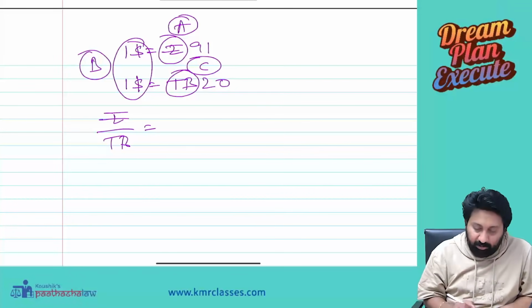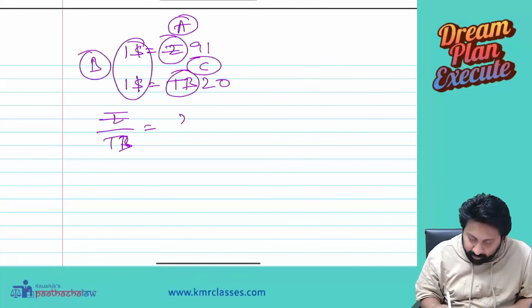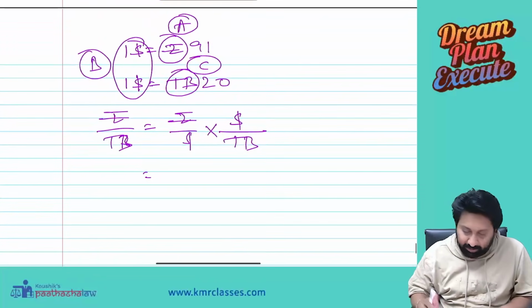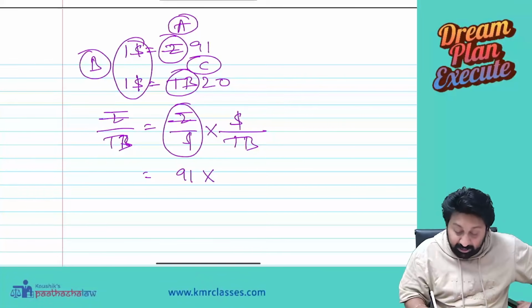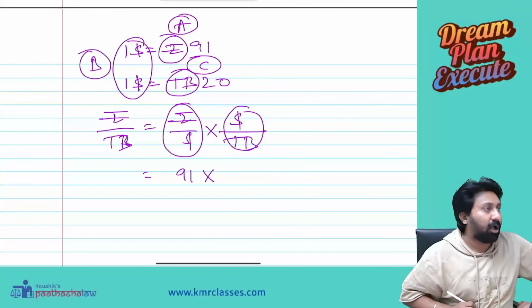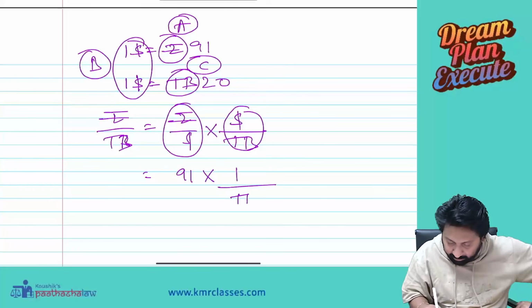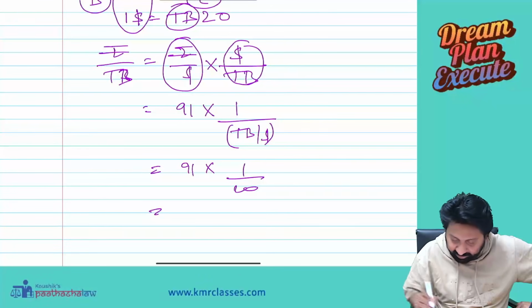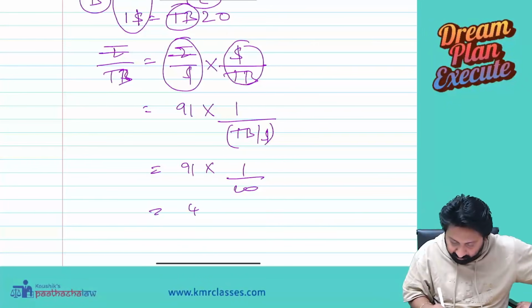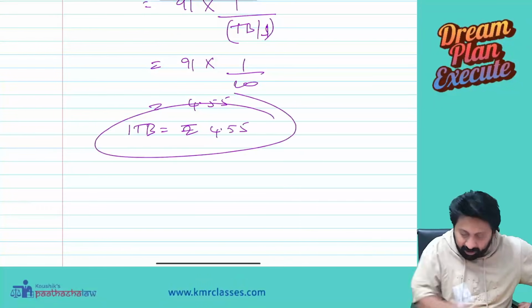Rupee by Thai baht is the number of units of home currency for 1 unit of foreign currency. Rupee by Thai baht equals rupee by dollar into dollar by Thai baht. Rupee by dollar is 91, into dollar by Thai baht. But the given quotation is Thai baht by dollar, so I can write it as 1 by Thai baht by dollar, which becomes 91 into 1 by 20. 91 divided by 20 is 4.55. This will be the quotation: 1 Thai baht equals rupees 4.55.